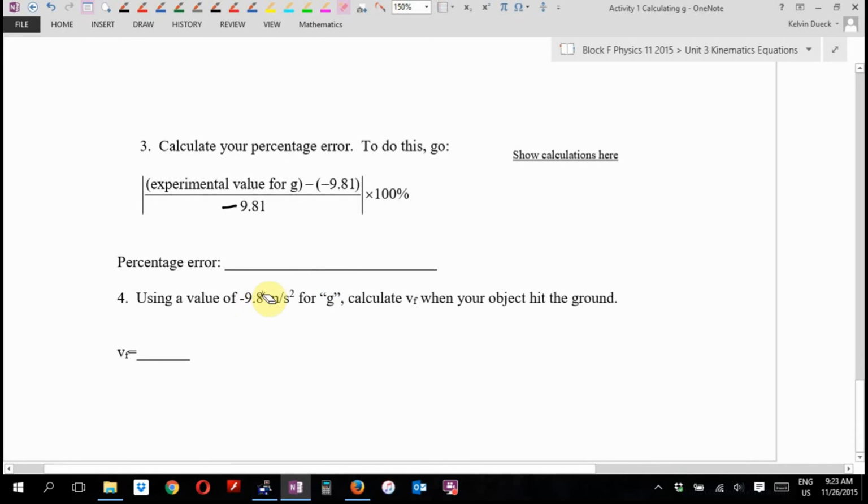Then, using the correct value of negative 9.8 for G, calculate V final when your object hit the ground. It's not 0. Oh, sorry, that slipped out. So that's your first bit of homework today. Second bit of homework today, I have a take-home quiz.